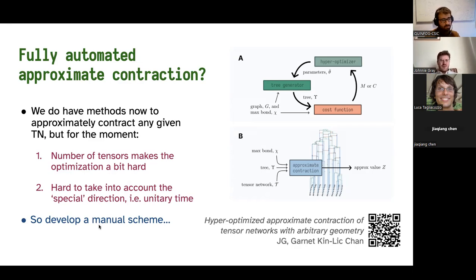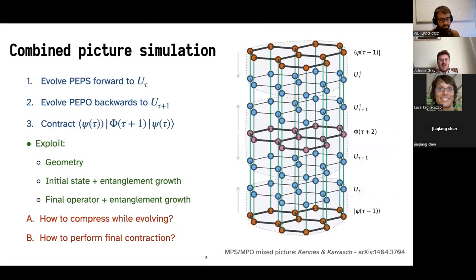So for this, we thought we'd develop some kind of manual scheme, which nonetheless works on arbitrary geometry in terms of the quantum circuit, but really exploits the time-like dimension. So this is the overview of this simulation method. I've just called it combined picture simulation because we're mixing this Schrodinger and Heisenberg.